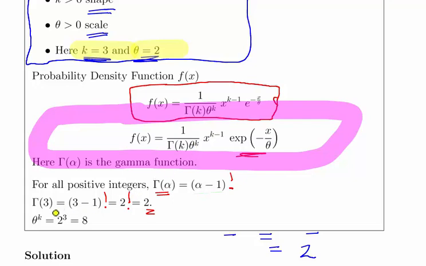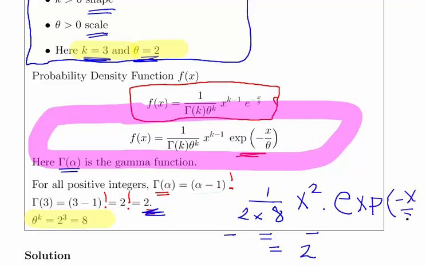Theta to the power of k is simply 2 to the power of 3, which is 8. For the gamma function, for all positive integers, gamma of alpha equals alpha minus 1 factorial. So gamma of 3 equals 3 minus 1 factorial, which is 2 factorial, which is equal to 2. When we piece this together, this is 1 over 2 times 8. X to the power of k minus 1 is x to the power of 3 minus 1, which is 2, and theta is equal to 2, so we have the exponential of minus x over 2.